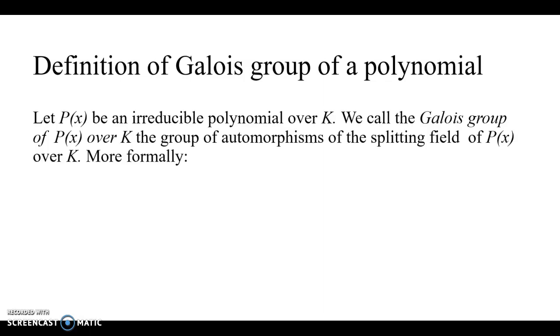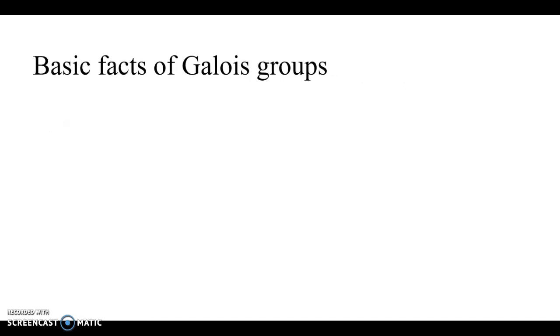So let P of x be an irreducible polynomial over K. Keyword is irreducible here. We call the Galois group of P of x over K the group of automorphisms of the splitting field of P of x over K. So more formally, what we're saying is this here, okay?